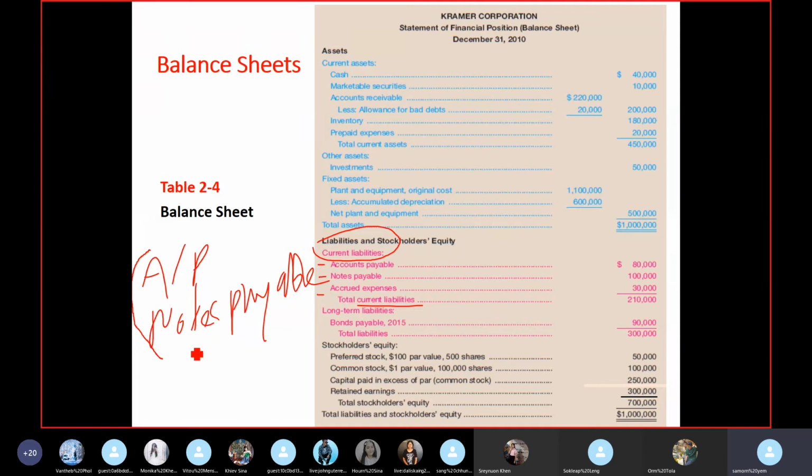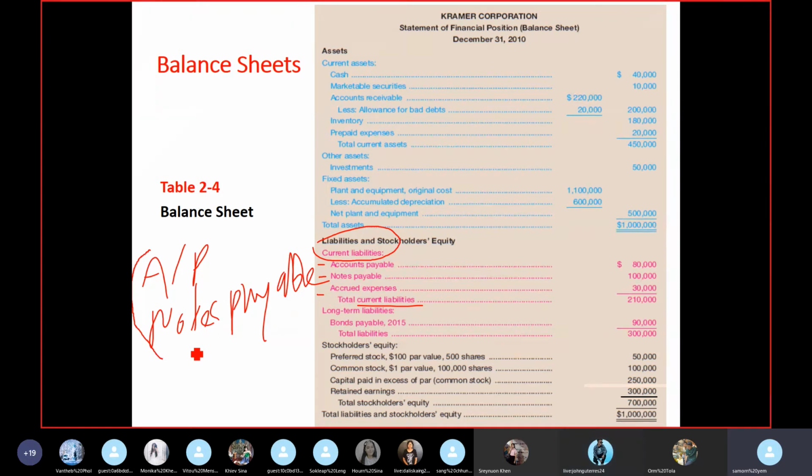Who knows it? Accounts payable, it is the amount owed, open account to suppliers, and notes payable, it is like the amount that signs obligations to the banker or others, the creditors. Yeah, good. Okay, correct one.